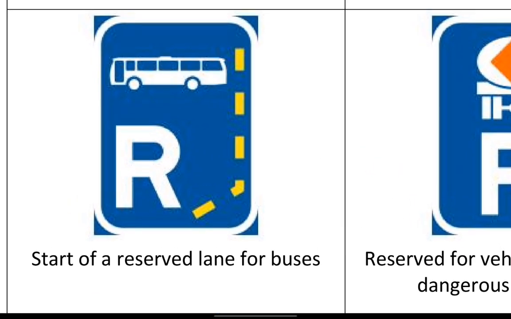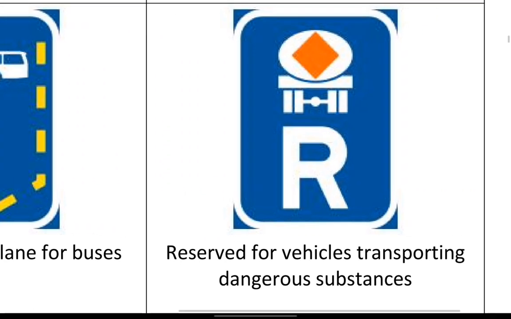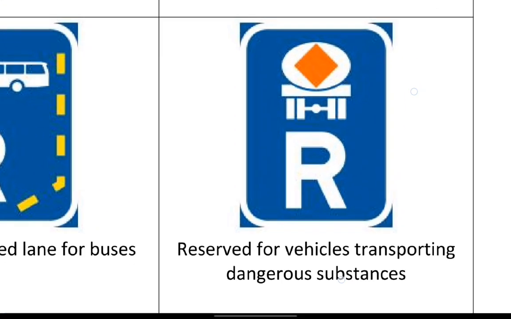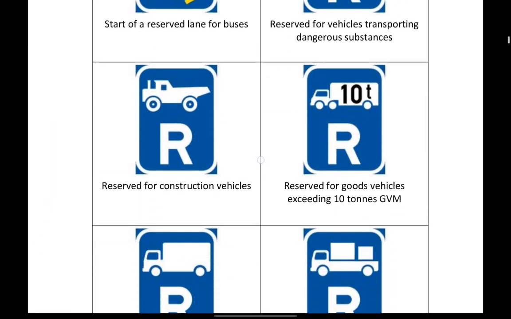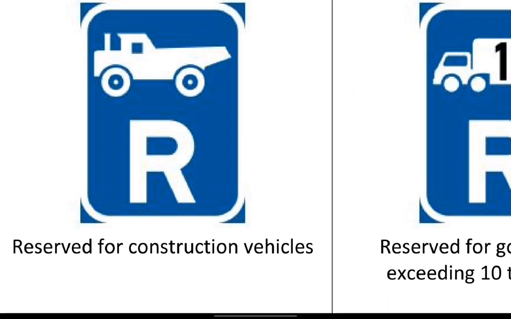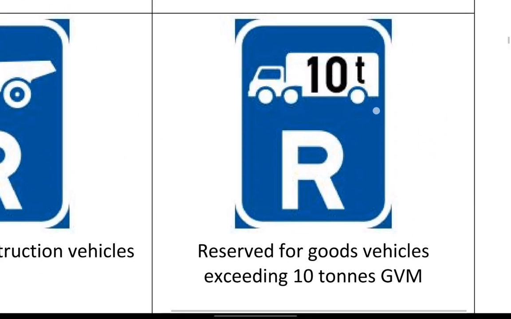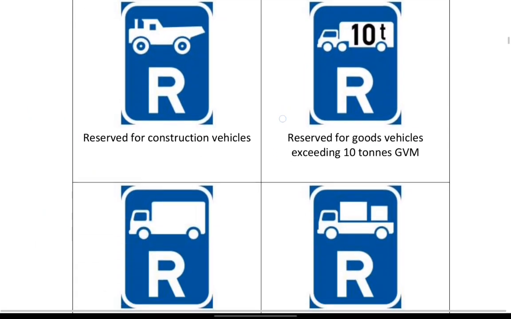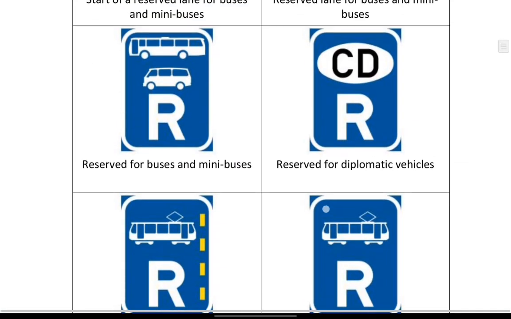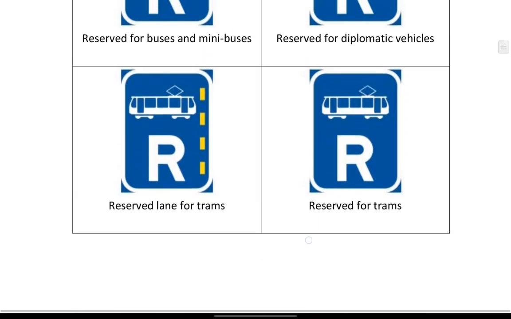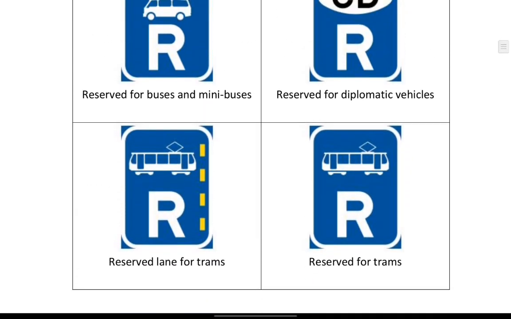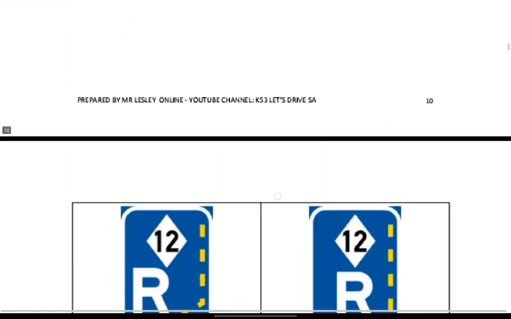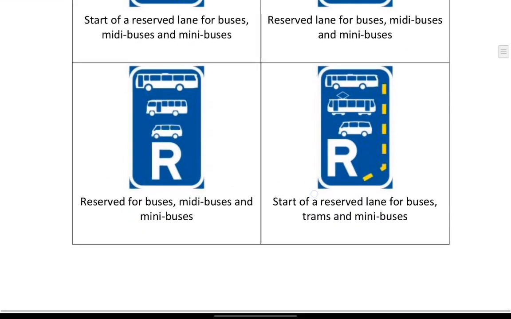This one is reserved for buses. This one is reserved for vehicles transporting dangerous substances. This is reserved for construction vehicles. This is reserved for vehicles with a GVM exceeding 10 tons. This becomes very easy, so I'm not going to spend much time on this, because I realized that this is very simple.